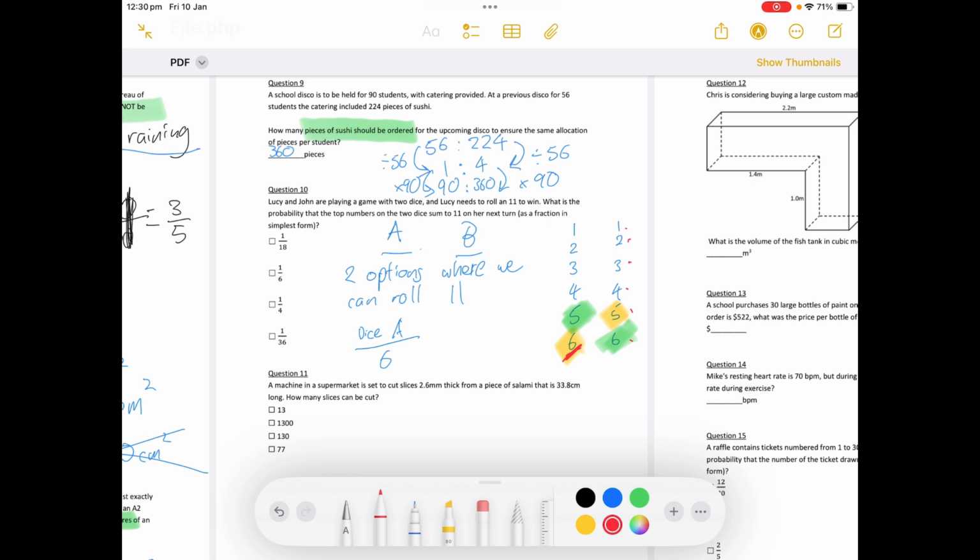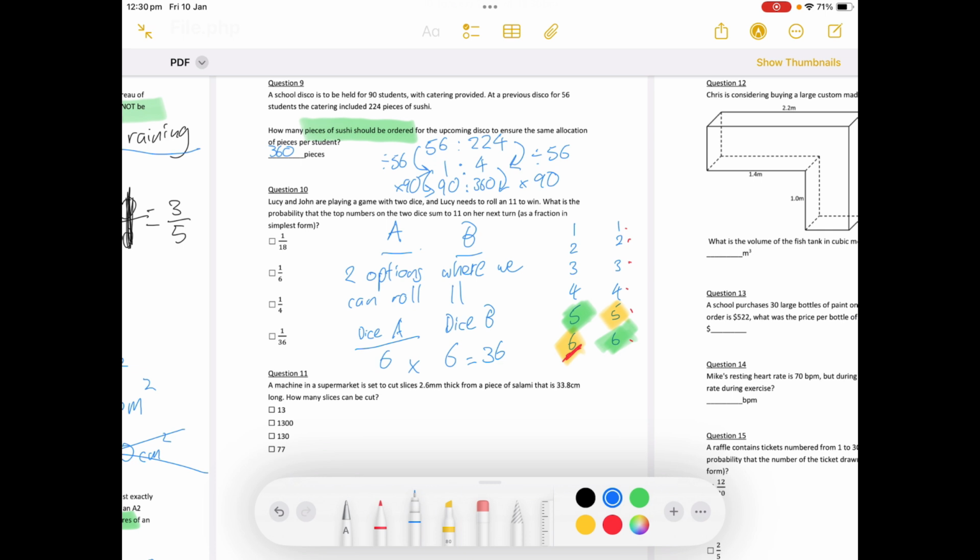So that's why we're going to say dice A, we can roll 6 different numbers. Dice B also gives us another 6 combinations. And we are going to multiply them together, because for every single number that we roll for dice A, we've got 6 different possibilities in dice B. So 6 times 6 is going to be 36.